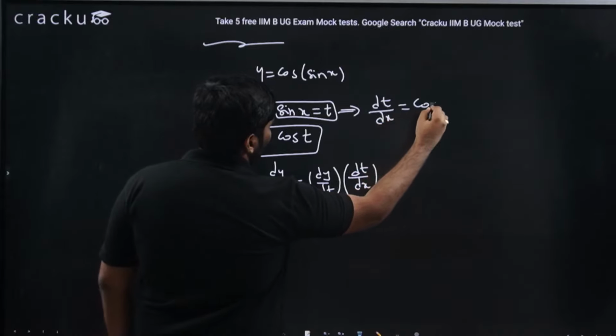what is this minus sine of, what is this t? T is nothing but what? Sin x, right? So instead of writing in terms of t, I would write sine of sin x into this cos x. So basically minus sin t cos x, which is nothing but minus sine of sin x into cos x. So this is the differentiation for the given question. Cos of sin x is minus sine of sin x into cos x. This is the application of chain rule.